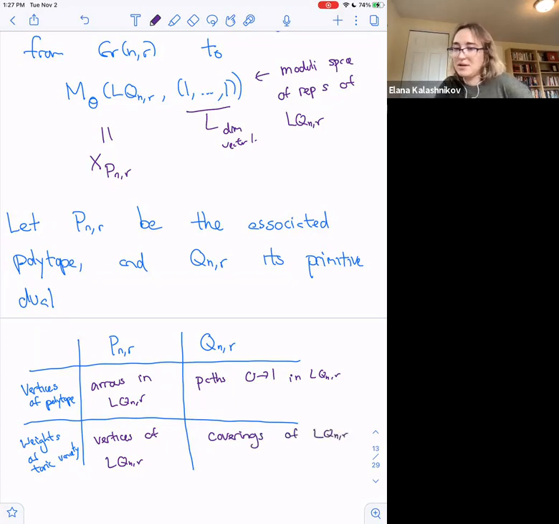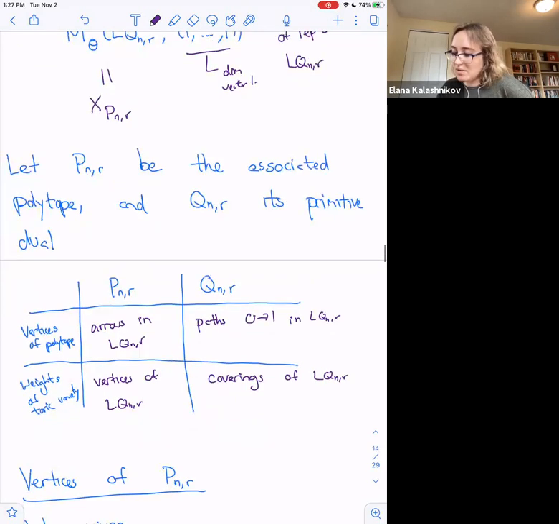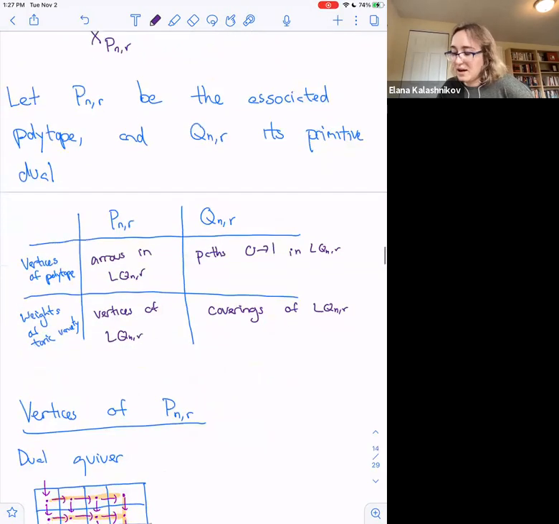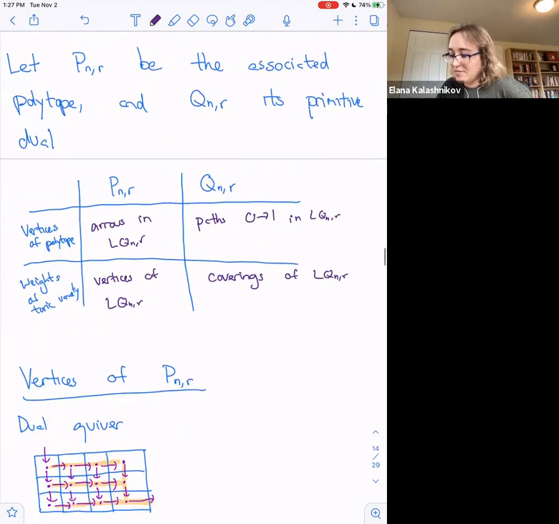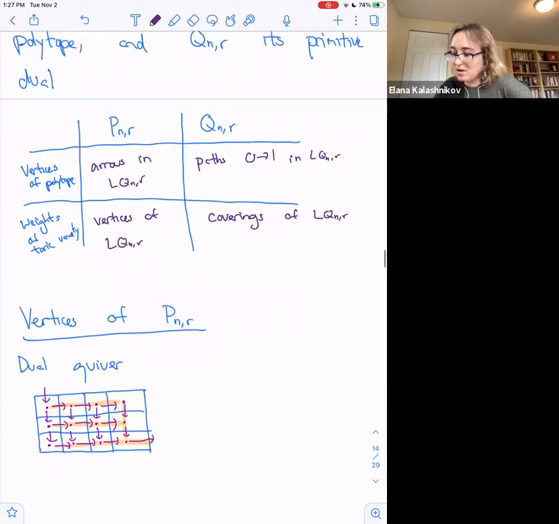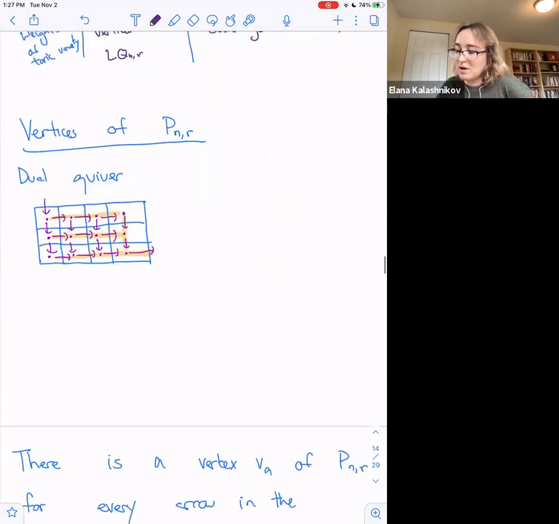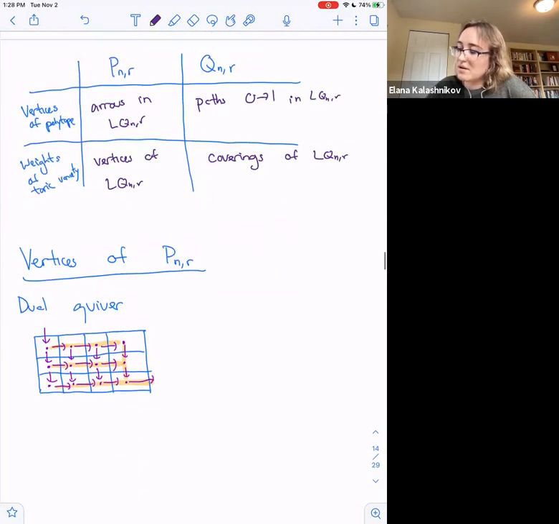So let me explain what I mean more carefully. Firstly, vertices of P_{n,r} are, first I'm going to tell you about the weights.